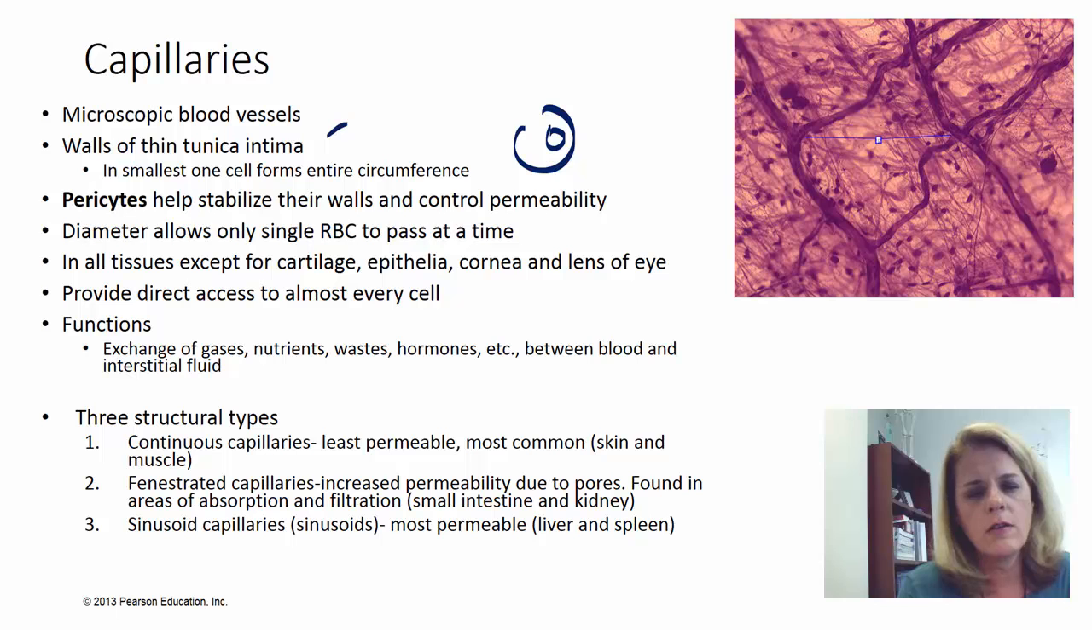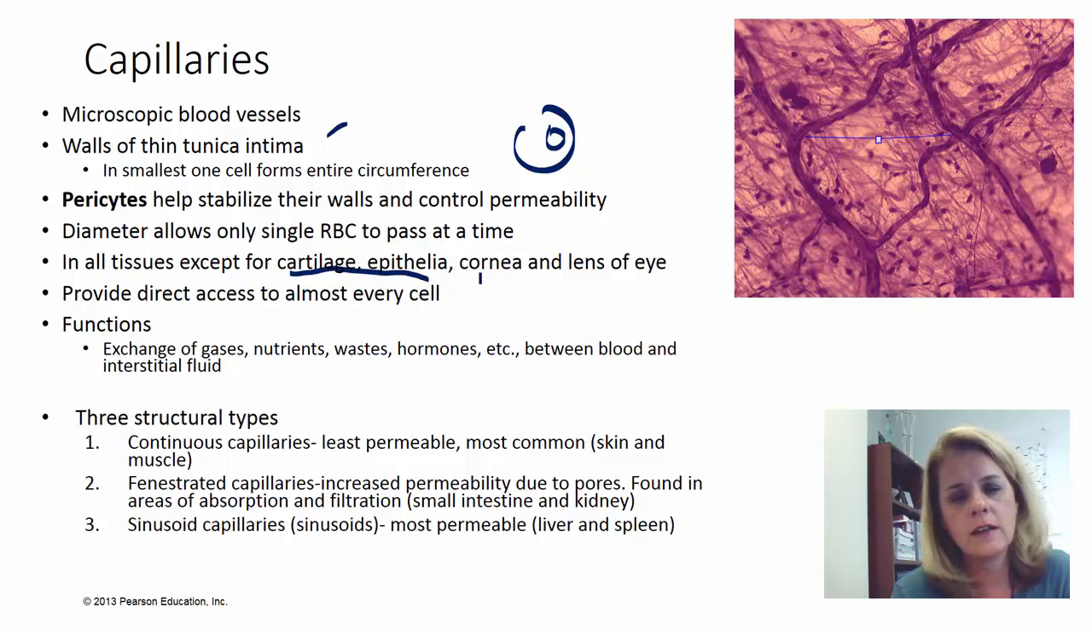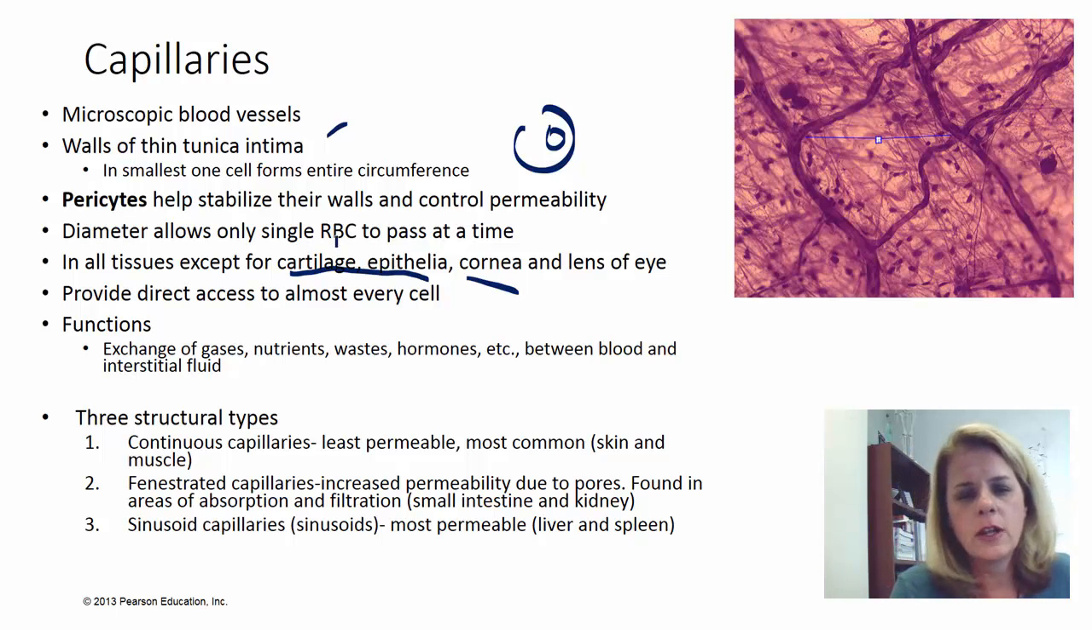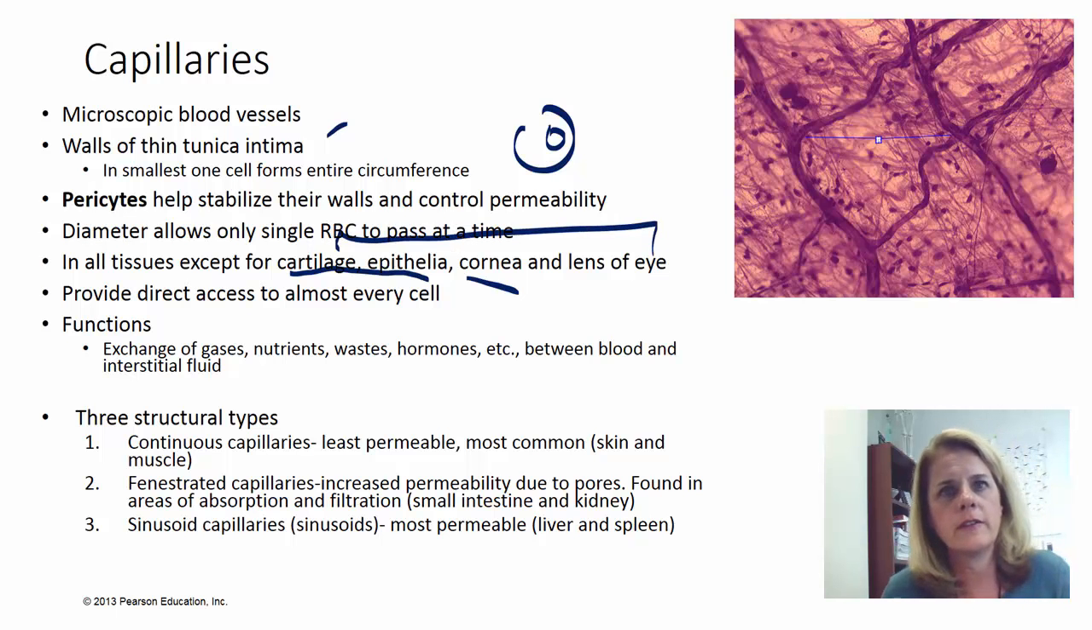Again, they're very small. They're everywhere. You have capillaries throughout your body, except for in the cartilages, your epithelia, your cornea, and the lens of the eye. Okay, so everywhere else has capillaries. But these are close enough to a source of blood for them to get the benefits of blood. There's just no actual blood in those areas. So they're going to give direct access of oxygen and nutrients to every cell in the body.